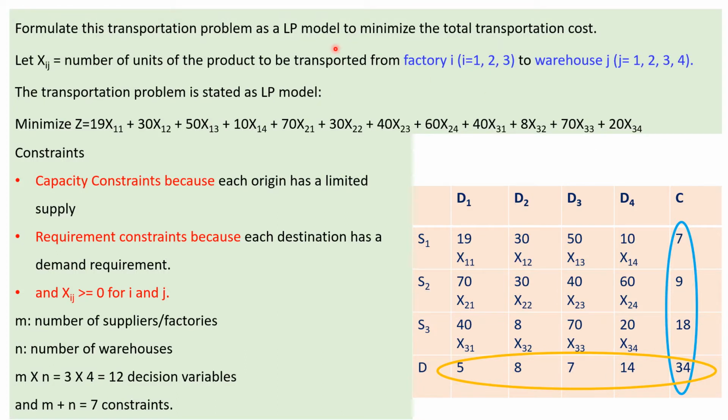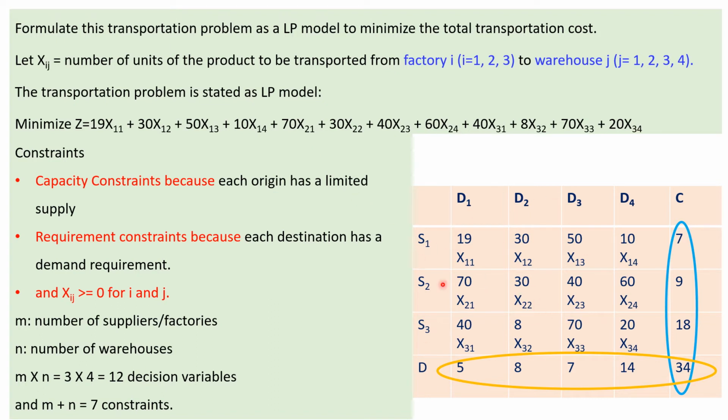To formulate this transportation problem, let's nominate that Xij is the number of units of the product to be transported from i, where i represents 1 to 3, the 3 production facilities, to the warehouses. We have 4 warehouses, so j equals 1, 2, 3, 4. So the transportation problem is stated as, since our objective is to minimize the total cost of transportation, and the total cost of transportation can be calculated by the per unit cost times the number of items to be transported.